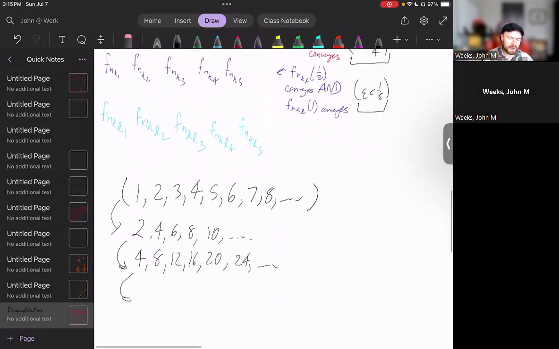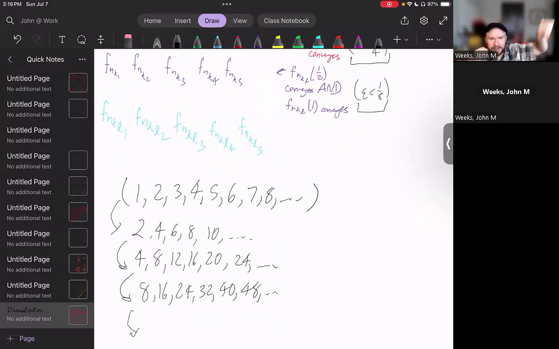And then I can go even one step farther and take another subsequence, 8, 16, 24, 32, 40, 48, so on and so forth. And I can keep going. But you might start asking the question, if I keep taking all of these subsequences of sequences that were themselves subsequences, what's going to happen?